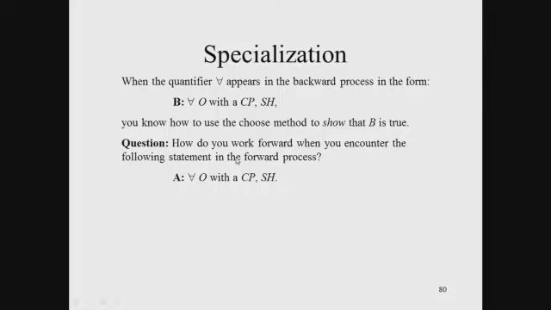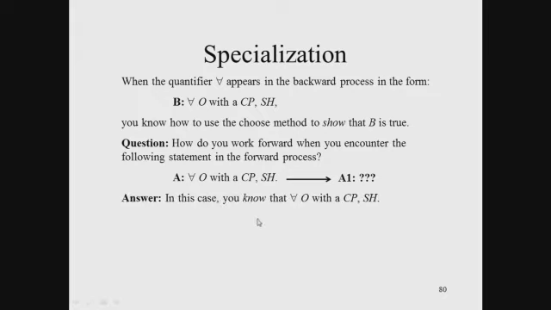Now what we want to do today is learn the proof technique when you encounter those keywords in the forward process. And that technique is called specialization. So when you see the keywords for all, for each, for any, or for every in the forward process, you know that for every object with a certain property, something happens. How do you create a new forward statement? This is where we use the technique of specialization.